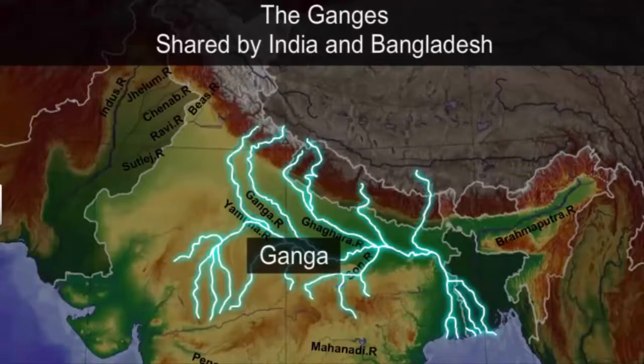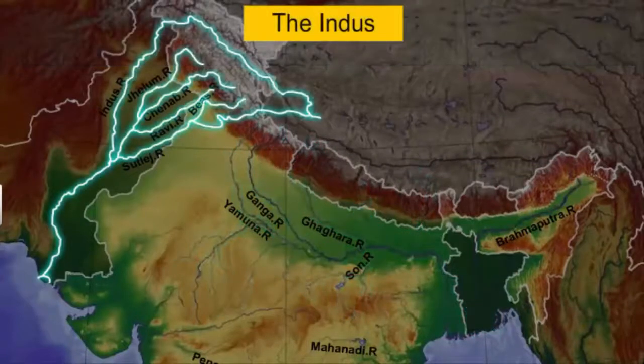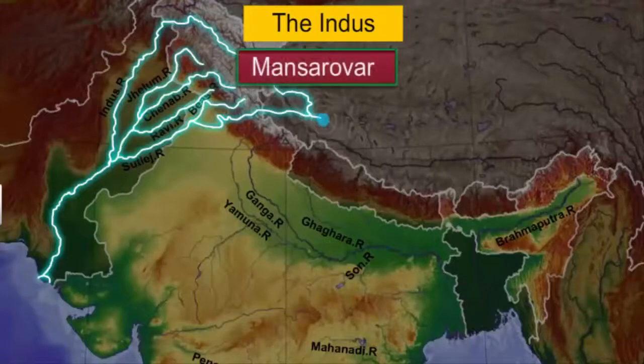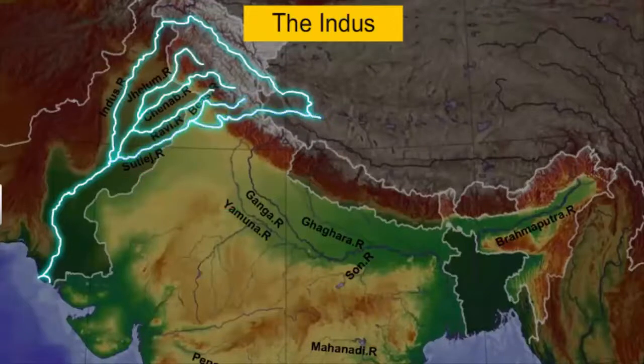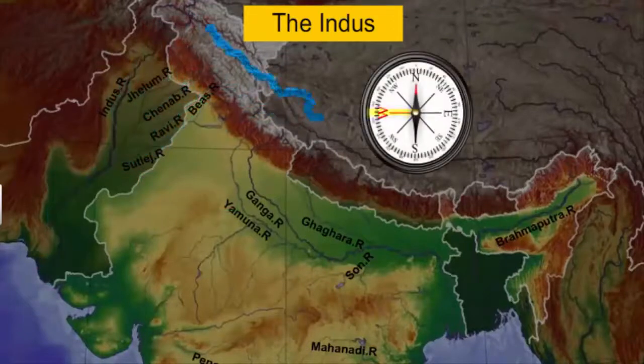We will first look at the Indus River system. The Indus originates in Tibet from Lake Mansarovar. As you can see, it starts out with its first tributary, the Satluj. From here, it flows west and enters India through Ladakh.